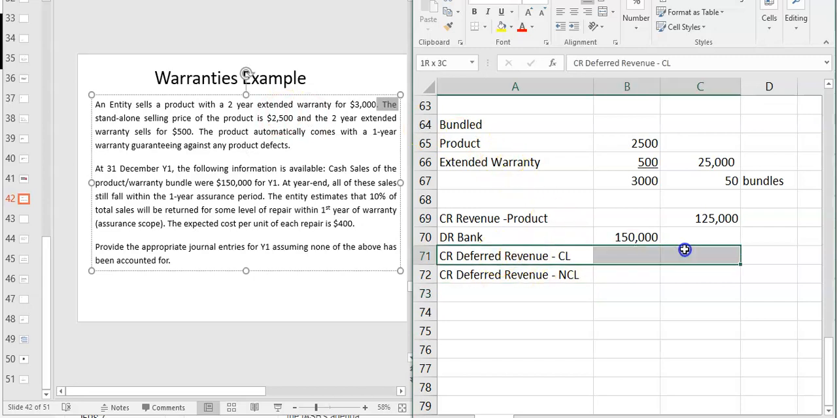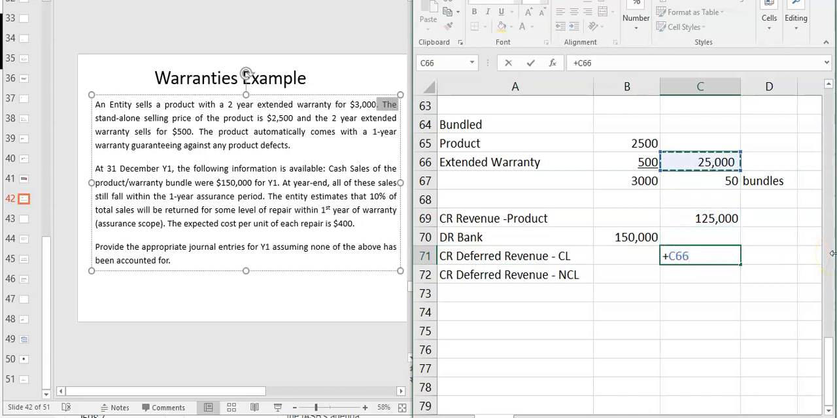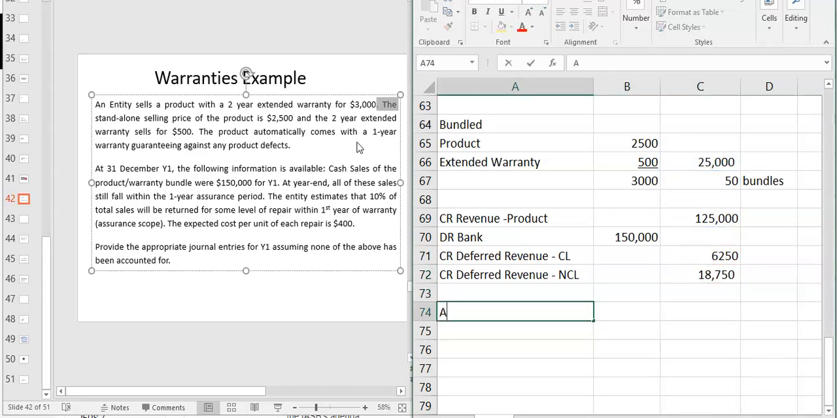So in current liabilities, we're going to say there 25,000 divided by 2, because it's a 2-year extended warranty, times 6 over 12, 6,250, and the rest will be non-current. Now that's tricky, but what I'm assuming here, assuming all sales occurred evenly throughout year 1.